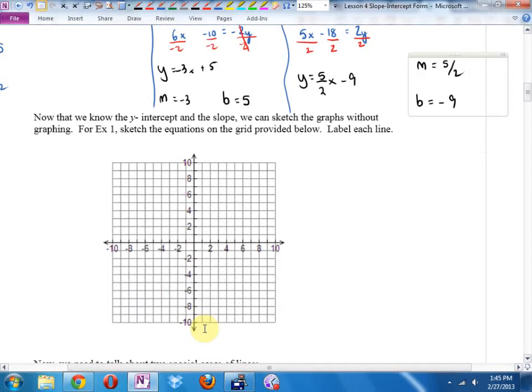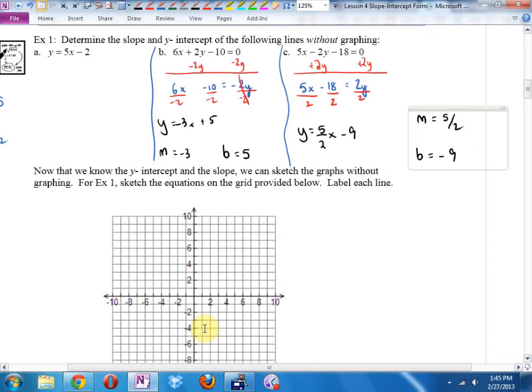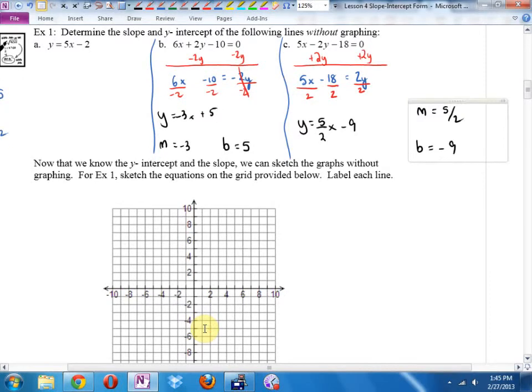So, now that we know the y-intercept and the slope, it says we can sketch the graphs without graphing. For example 1, sketch the equations on the grid provided below. Label each line. So, what was the slope and the y? Always graph the y-intercept first. For line A, the y-intercept was positive 2. What was the slope for line A?